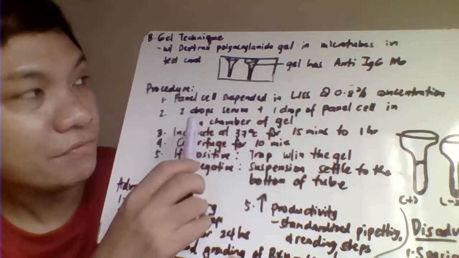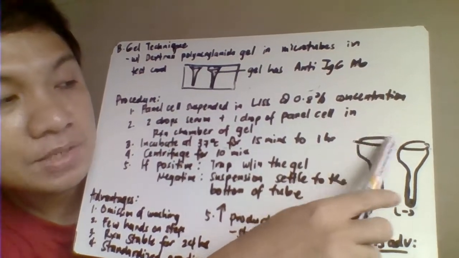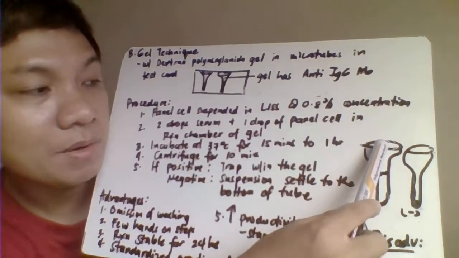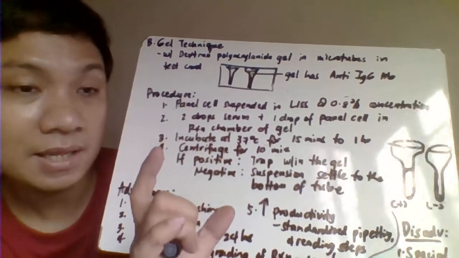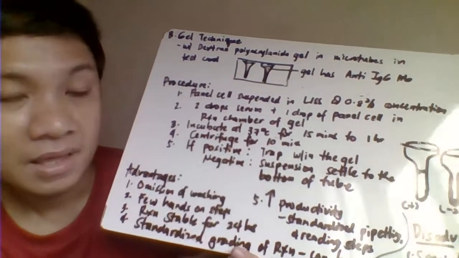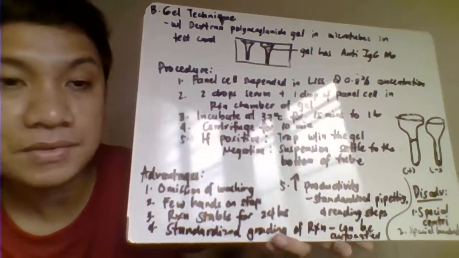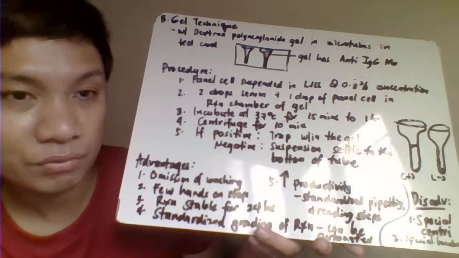So, procedure for that, ito ang ating microtube na gel. So, may reaction chamber dito. So, dito sa taas, dito ka mag-a-add ng 2 drops ng serum ng patient, then 1 drop ng ating panel cell or vial kanina na reagent natin. Then after that, incubate at 37 degrees Celsius for 15 minutes to 1 hour. Then after that, you centrifuge.